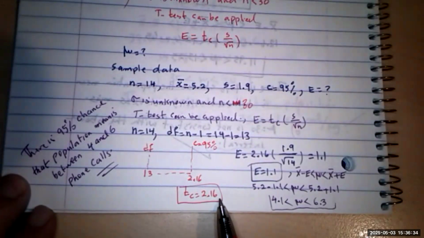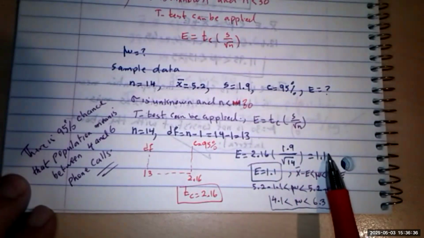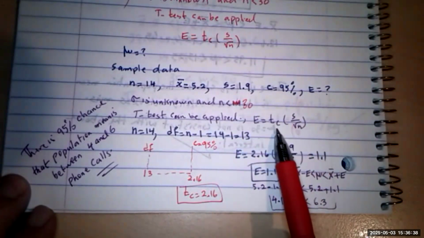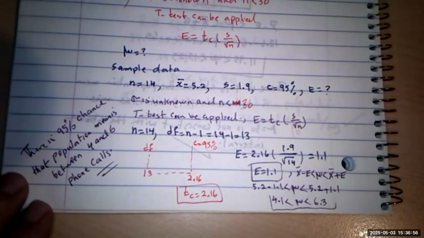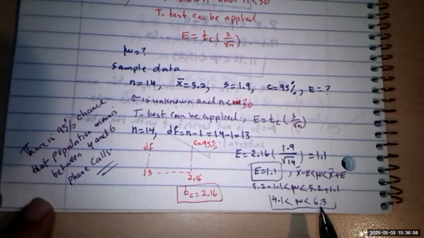t_c is 2.16. You substitute in the E formula, t_c times s over radical n. You simplify it, and mu is between 4.1 and 6.3. This is if you want to do it without any application. It's very easy to identify. The TI-83, 84, all of them would give you this number right away.